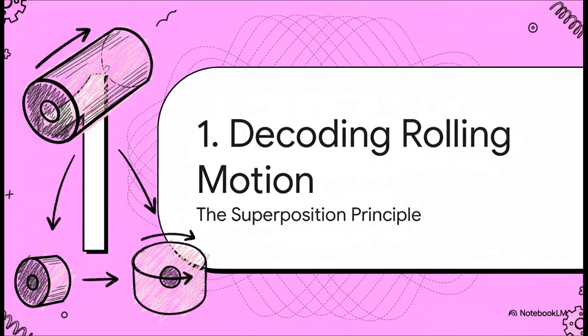You know, the secret to solving so many of these tricky motion problems is something called the superposition principle. It sounds fancy, but the idea is actually super simple. Instead of looking at one complicated motion, we're going to break rolling down into two way simpler motions that are just happening at the same time. One is a pure slide, and the other is a pure spin.